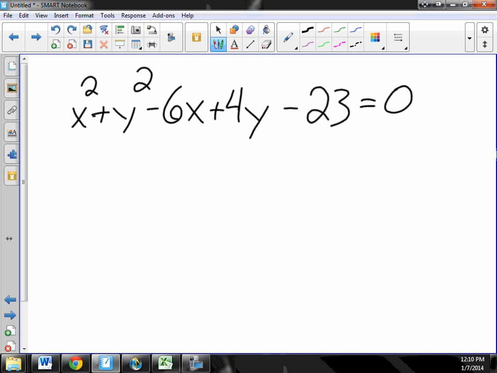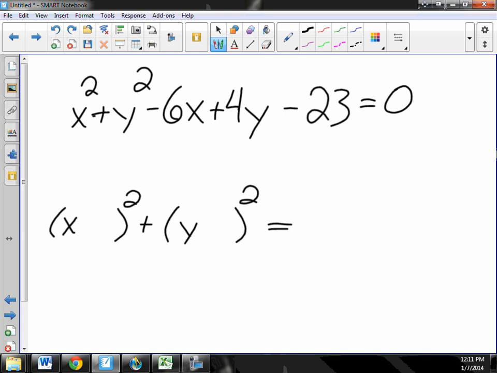The standard form of a circle is pretty useless. We run into it quite a bit, but we don't use it for much of anything. What we want it to look like is x plus or minus something to the second plus y plus or minus something to the second equals our r squared value.